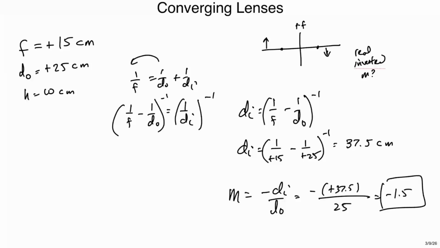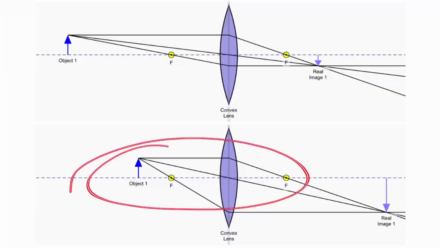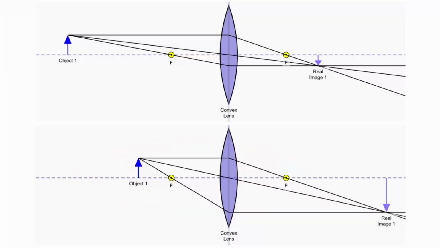Is it magnified or reduced? It's magnified, right? 1.5 is 150% of the original size. So this thing, since it's a height of 10 centimeters, would end up being an image height of like 15 centimeters. So what that means is that we're in this regime right here, where the object's close enough to the focal point so that it's magnifying the image.